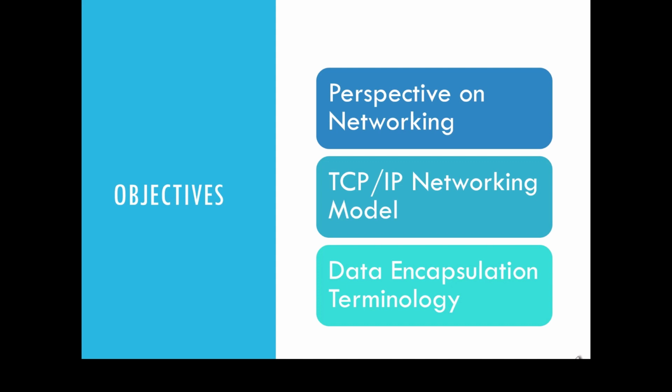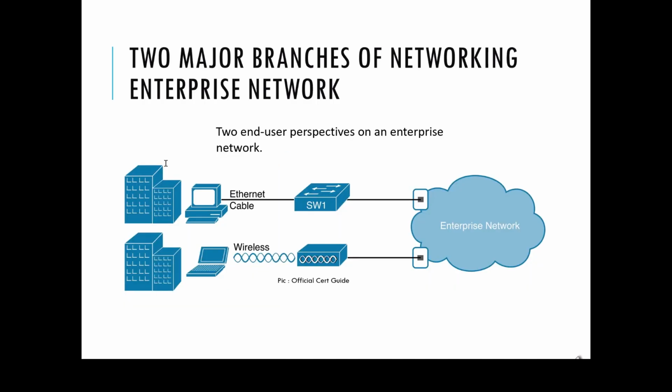Right, so let's go and have a look at the perspective on networking. So initially, when someone says networking, what comes to our mind is different to what comes to a network engineer's mind. So the network has two major branches. As you can see in this picture, we got two different types of networks connected with different technologies.